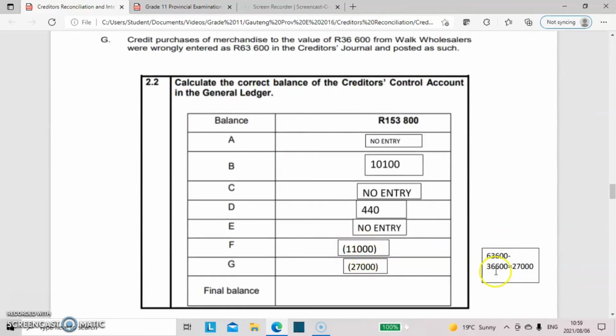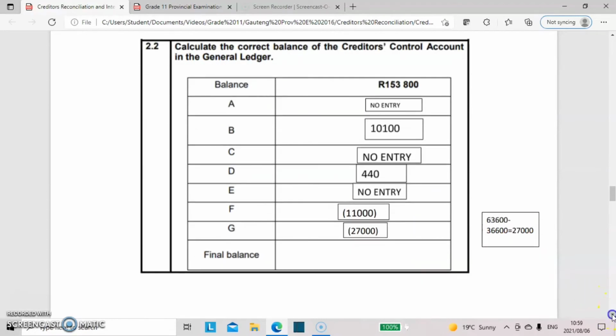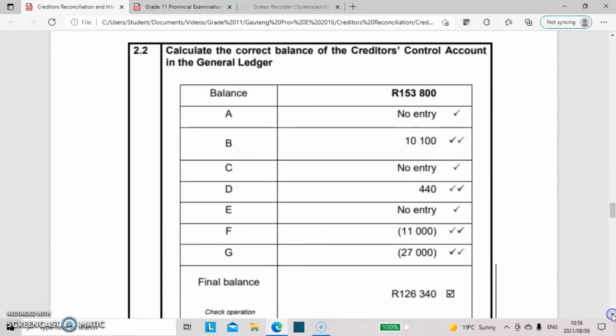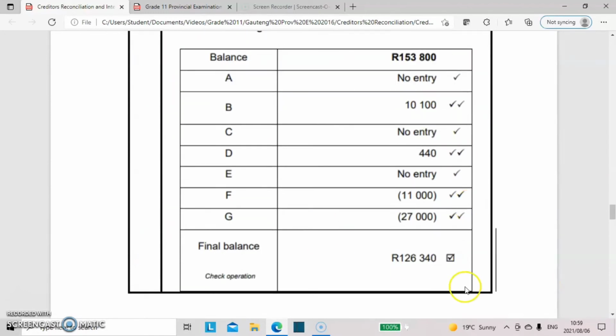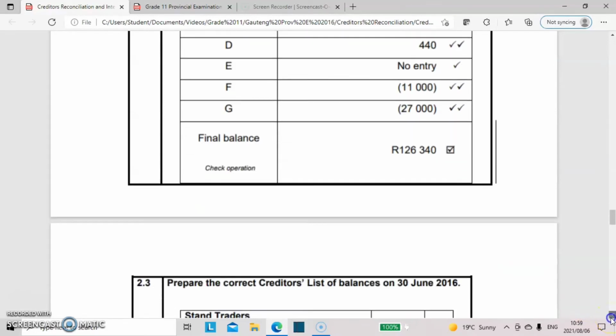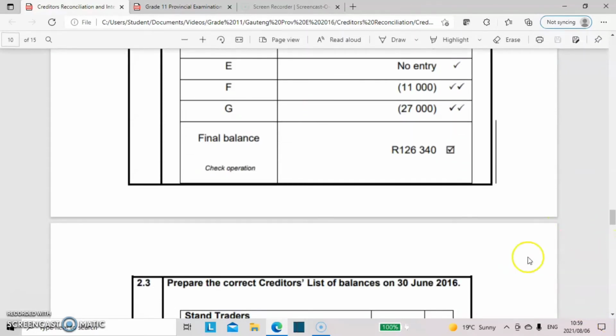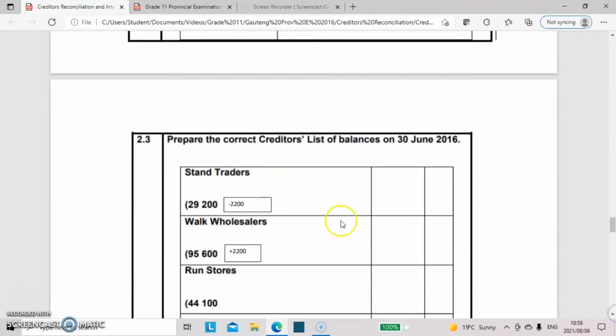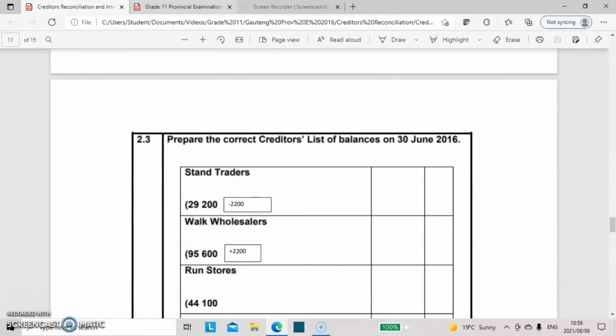Here I'm decreasing it with 27,000. Here's my little sum. So your creditors control account should look like this. This is how it should look. Let's quickly deal with the entries in the creditors list. So we were lucky, they gave us the opening balances. So we are just going to make some additions.